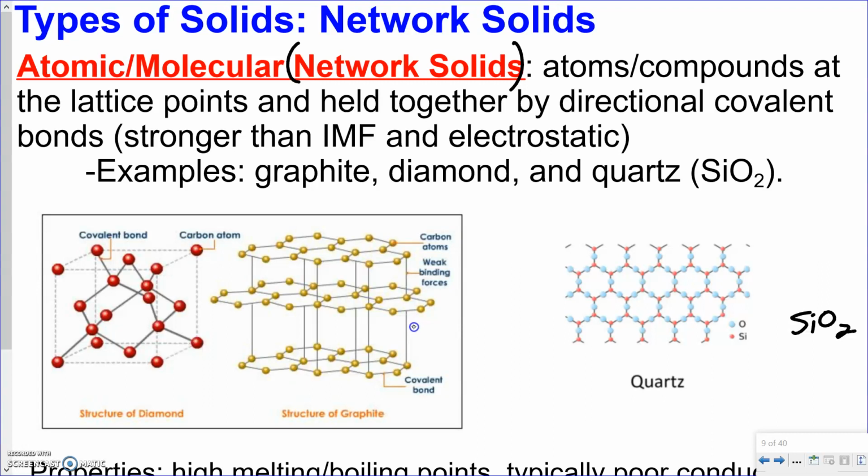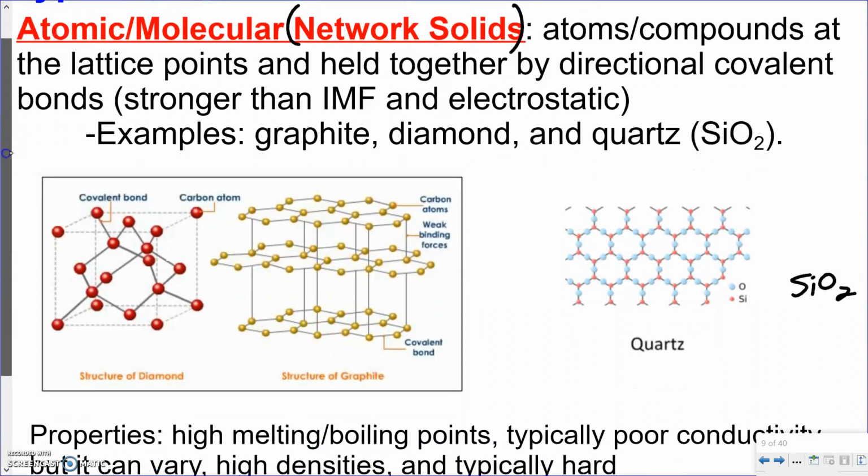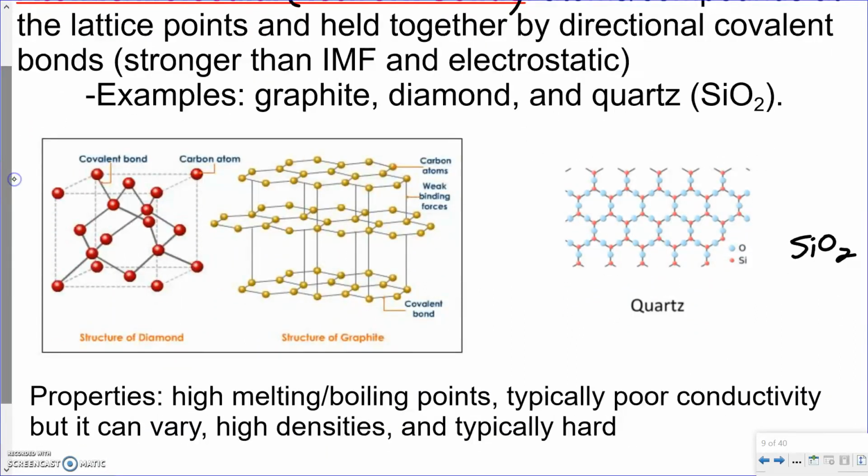So again, these aren't intermolecular forces. These aren't even non-directional covalent bonds. These are legitimate covalent bonds that these atoms are sharing electrons between each other, and therefore they are very, very strong forces of attraction holding them together, which makes these guys very, very strong in terms of melting point, boiling point. These guys typically have our highest melting points and boiling points, and they are the highest ones. So think diamond. It's got a very, very high melting point, boiling point.